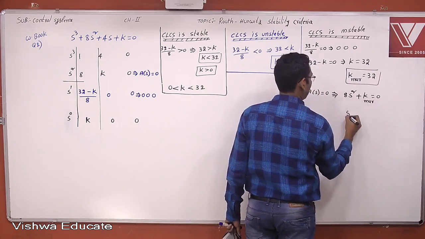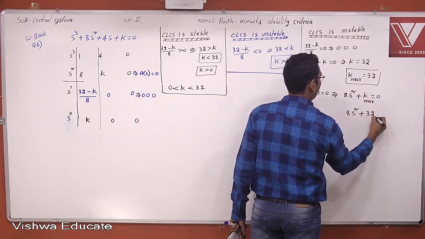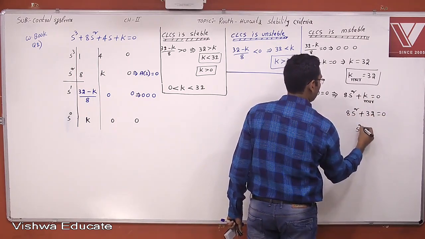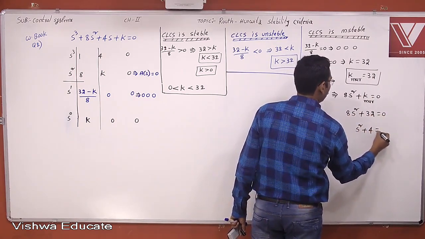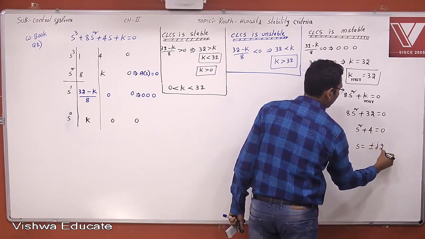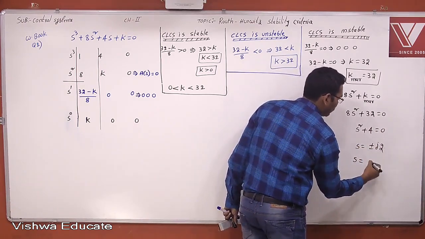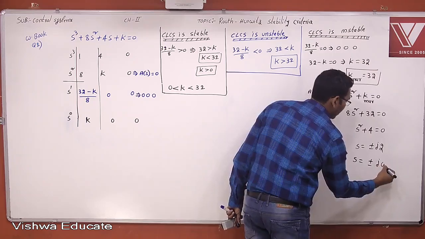This is k margin. 8s square plus k margin, which is 32, equal to 0. S square plus 4 equal to 0. Therefore, S equal to plus or minus j2. Replace S equal to j omega, assuming the real part equal to 0. S equal to plus or minus j omega.